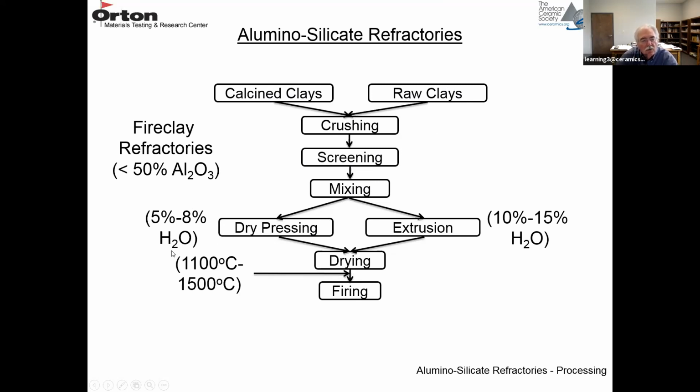And then there are two ways to process this material. You can add a small amount of water, 5 to 8%, for dry pressing, or a much higher water content, 10 to 15%, for an extrusion process. Remember, clay develops plasticity when mixed with water, so it's very easy to extrude. Whether it's dry pressed or extruded, you dry it and then you fire it. The firing temperatures are not that high, 1100 to 1500 degrees C.